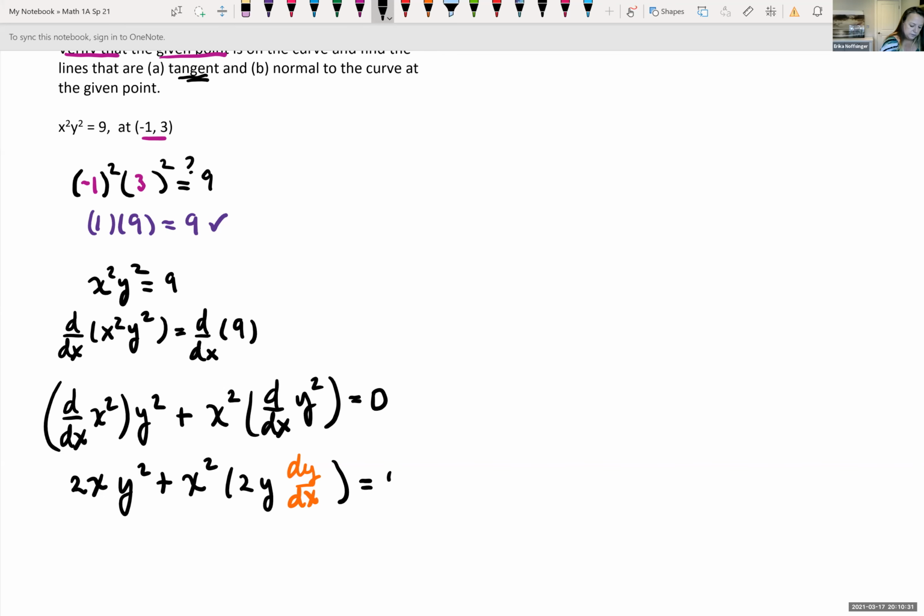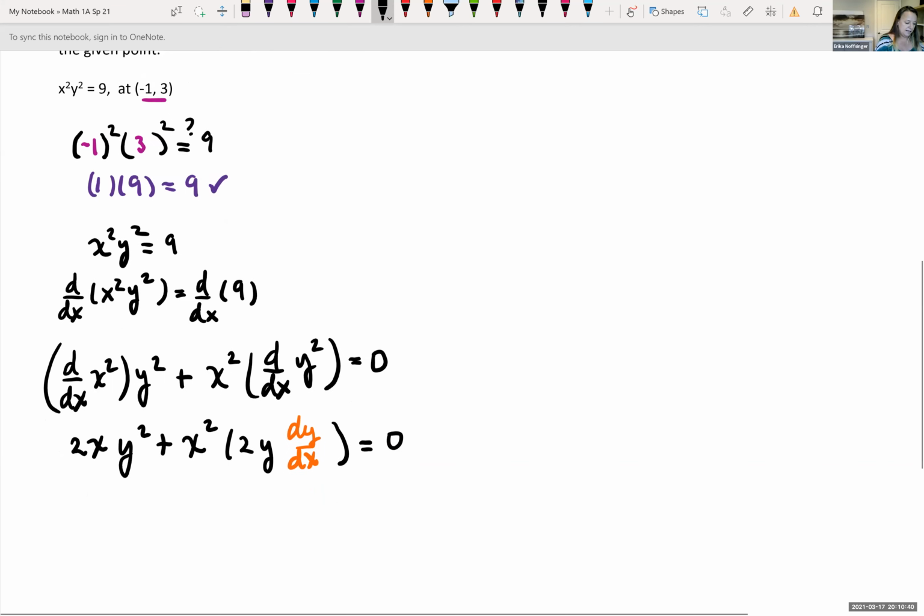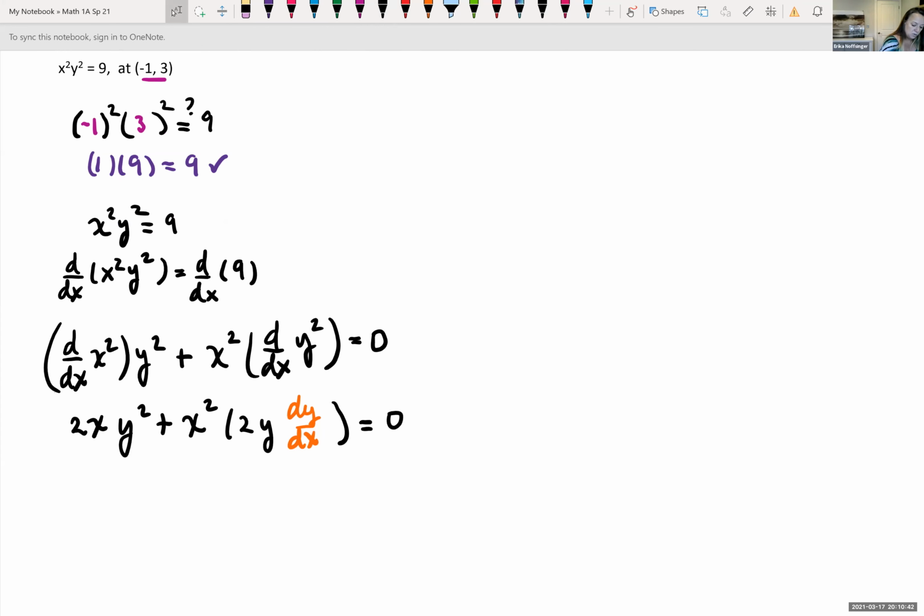This is all equal to 0. So we want to get dy/dx by itself. So let's subtract 2xy squared on both sides. If we subtract 2xy squared on both sides, we're going to be left with, I'm going to just pull the 2 out front, 2x squared y dy/dx is equal to, and I subtracted the 2xy squared on both sides.